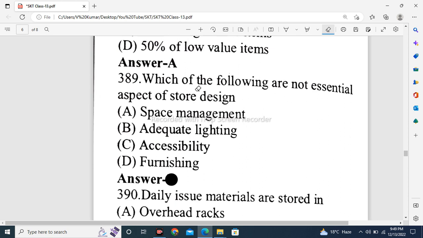Next है which of the following are not essential aspect of a store design? A. Space management, B. Adequate lighting, C. Accessibility, D. Furnishing. सही आंसर है D. Furnishing. मतलब तीन जरूरी है स्पेस मैनेजमेंट, एडिक्वेट लाइटिंग और एक्सेसिबिलिटी. ये इसेंशियल नहीं है फर्निशिंग, इसलिए आंसर D.